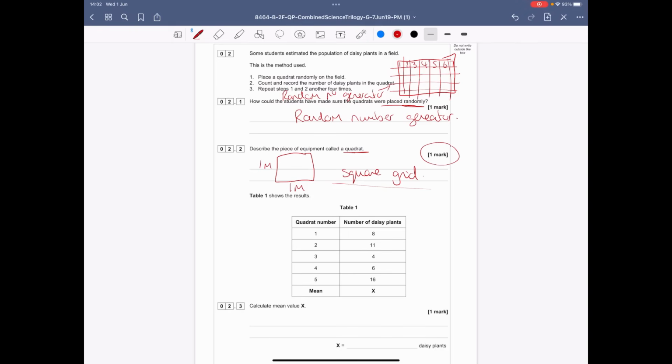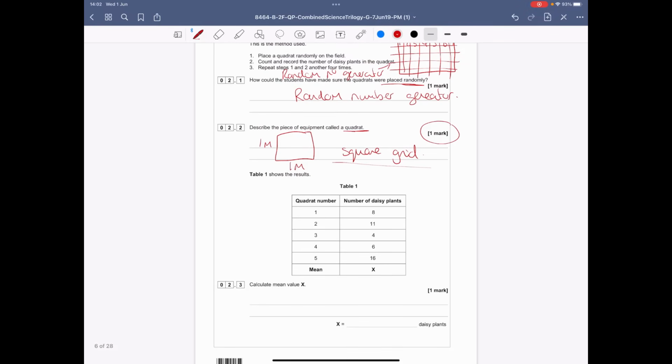Question 2.3 then. You've been given the results below. So you've got the quadrat number and you've got the number of daisy plants in the quadrat. It then asks you to calculate the mean value. Well, the mean is the same as the average, so you would add them all up, which would give us 19, 23, 29, 39, 45. That gives us a total of 45, and it's divided by 5, so 45 divided by 5 is 9.